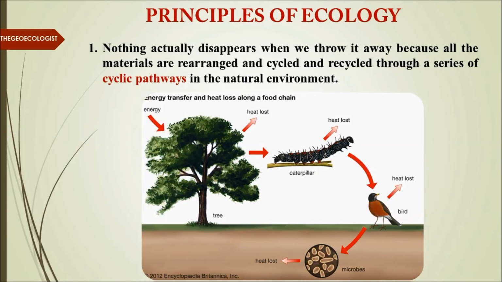Principles of ecology. We'll be discussing about 20 basic principles on which the entire functioning and structure is based. So first is, nothing actually disappears. Everything has cyclic pathways. So what happens when we throw it away? It is rearranged and recycled in the system. That is the first principle. If you see in this image, you see this cyclic system from one to the other and again going back. So this is the entire system. Cyclic pathways is the truth, the principle.